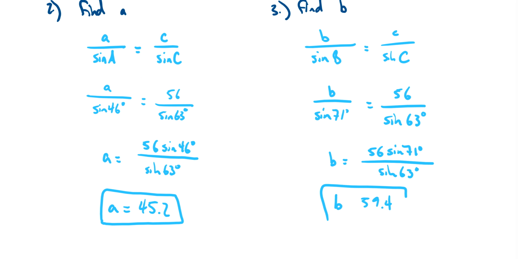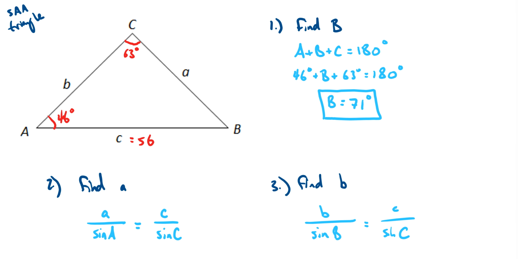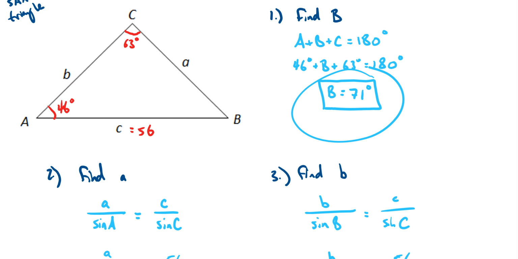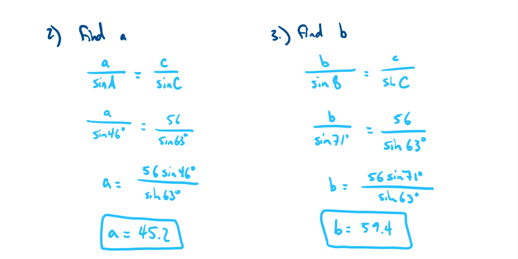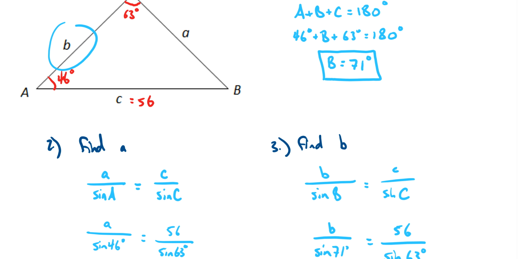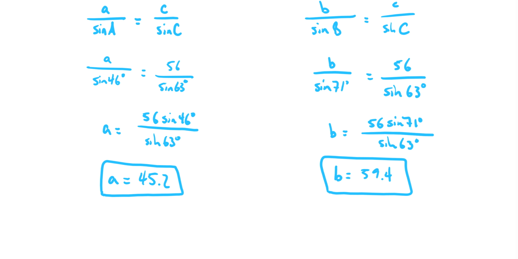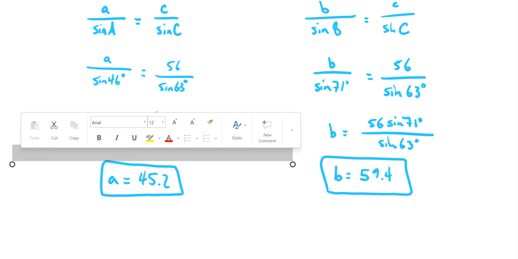59.4. So like I mentioned at the beginning of this problem, just do a quick little double check. Make sure that whatever your largest angle is opens up to the largest side. The largest angle is angle B, 71 degrees. So that means side B should also be the largest. And it looks like side B, 59.4, is in fact the largest side. So just a nice little check to make sure that we probably did this correctly.